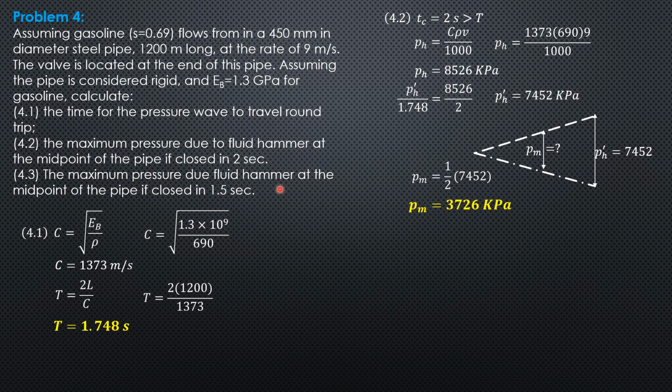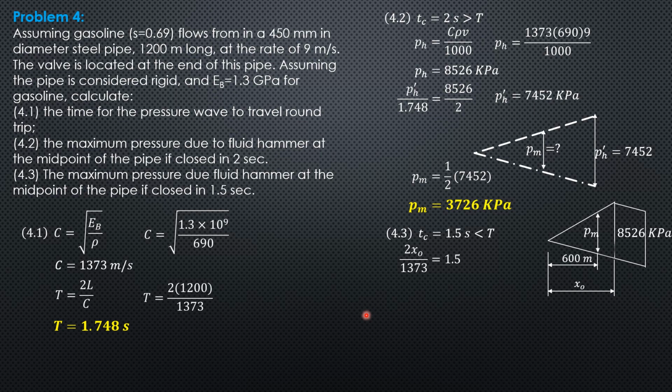For part 4.3, the time of closure T sub C is 1.5. This time it is less than 1.748, so this is a sudden closure. So 2XO over 1373, because the maximum water hammer pressure pH will extend for a certain distance XO from the reservoir. So the round trip distance 2XO over celerity is equated to the actual time of closure. So XO is equal to 1030 meters, and it is beyond half of 1200.